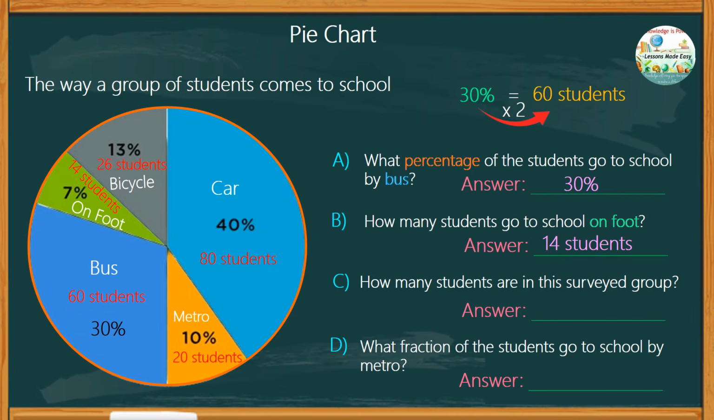So how many students are in this surveyed group? Let's add 14 plus 26 plus 80 plus 20 and 60. We get a total of 200 students. So for our last question, what fraction of the students go to school by metro? That would be 20 out of 200 or 1 over 10.